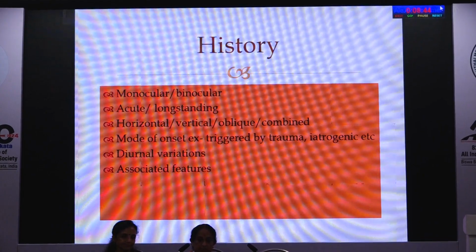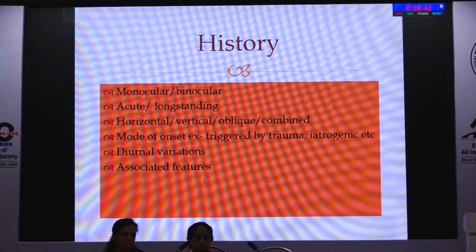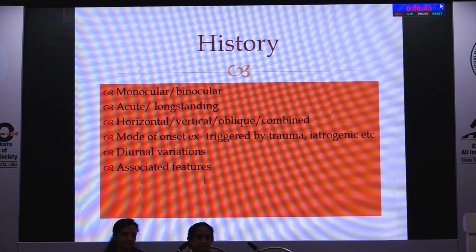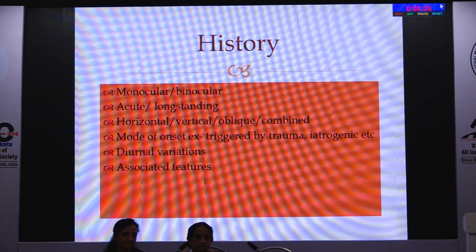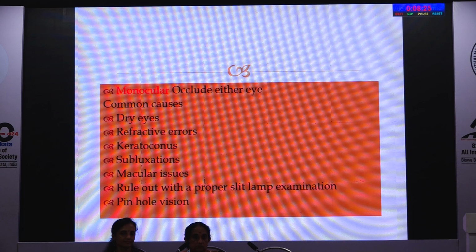Then you have to find out what type of double vision it is, whether it is horizontal, vertical, or oblique, and the mode of onset, like if there was any trauma or any iatrogenic causes, like if they had any surgeries, for example sinus surgery, and diurnal variation, which suggests more muscle involvement or neuromuscular junction involvement, and associated features.